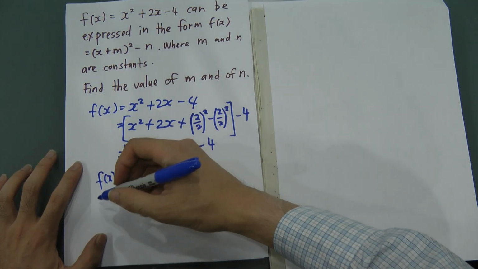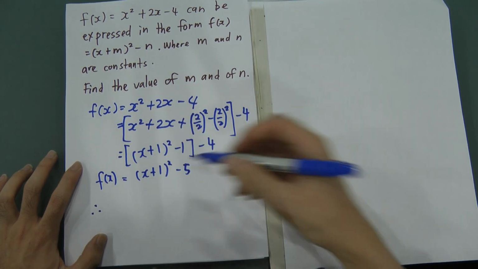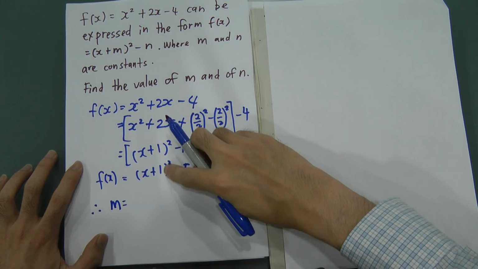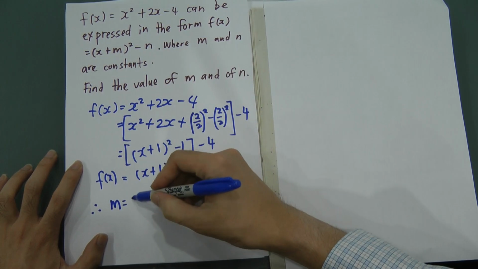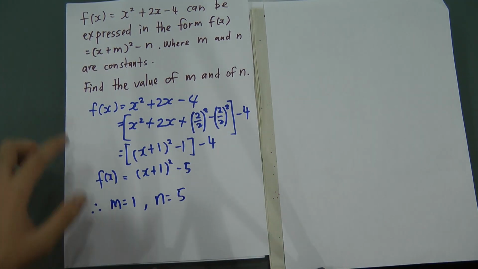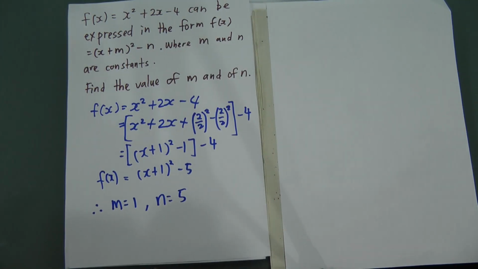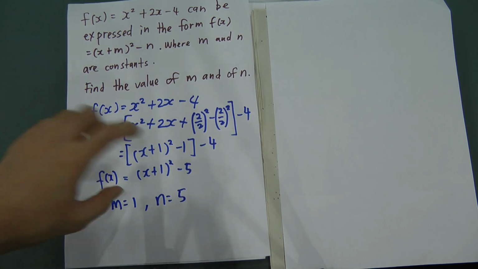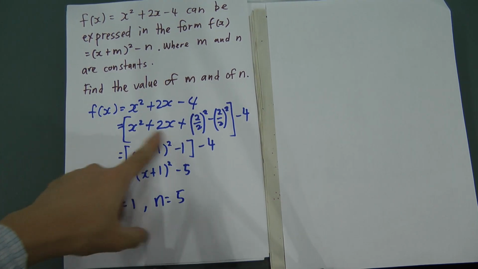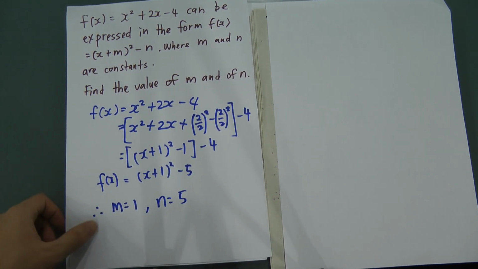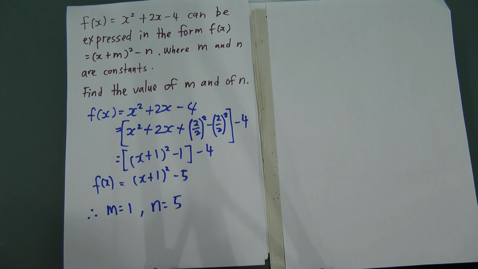So we write: therefore, m equals 1 and n equals 5. That's all for this 3-mark question. This question is very simple. The key of this question is you have to know the way to do the completing square. Okay, let's see another example from the past year.